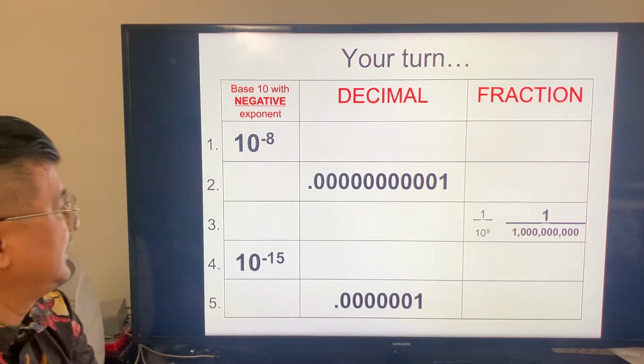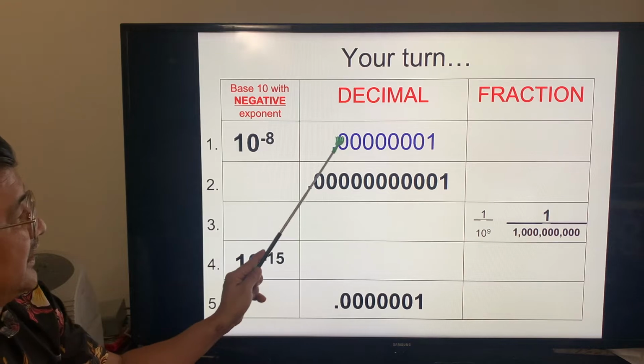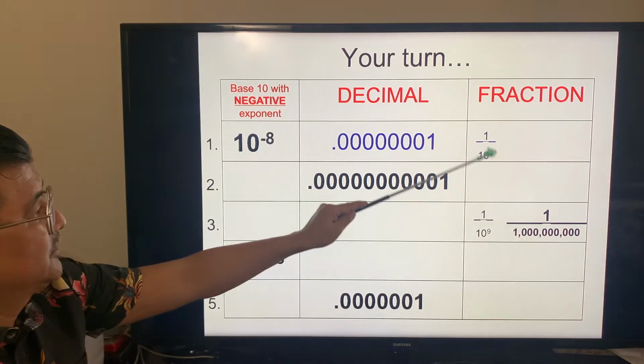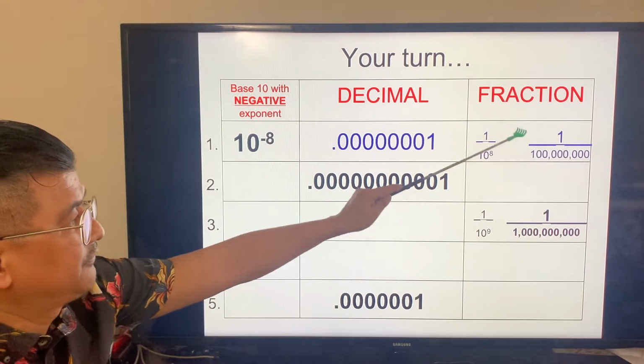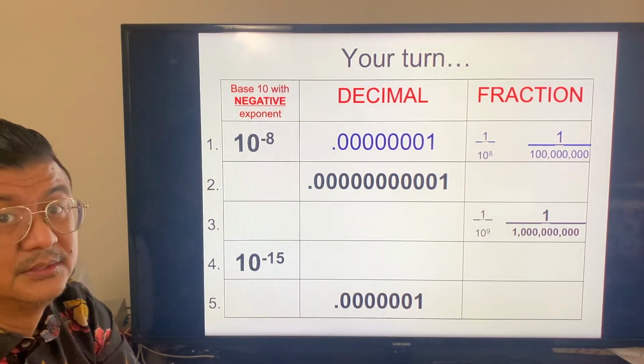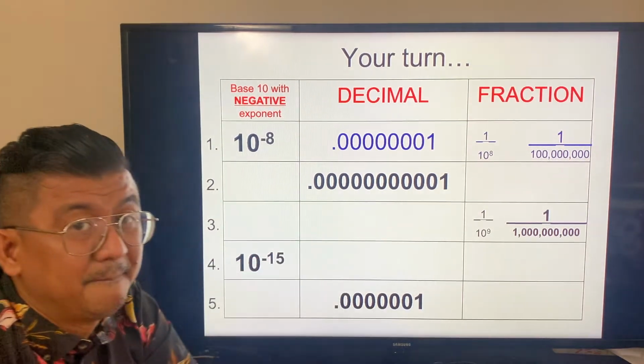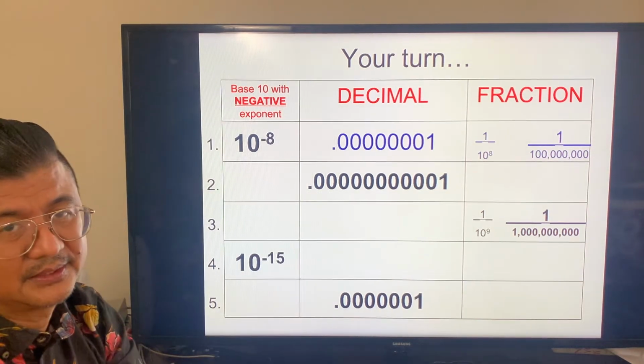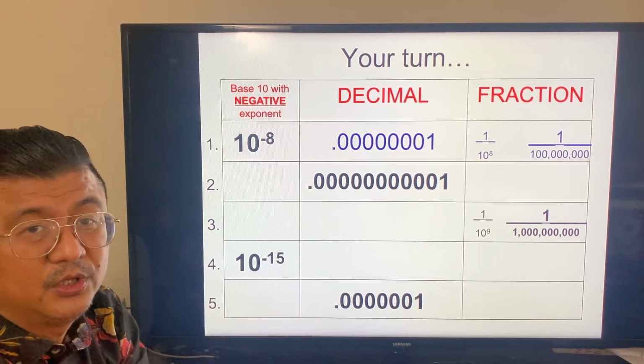Pause. Okay, ready? Here are the answers. There are 7 zeros here. Put that over 10 to the 8th. Write it as a fraction. 1 over 100 million. This number looks big, but that is tiny. Okay, it's only a part of a whole number.